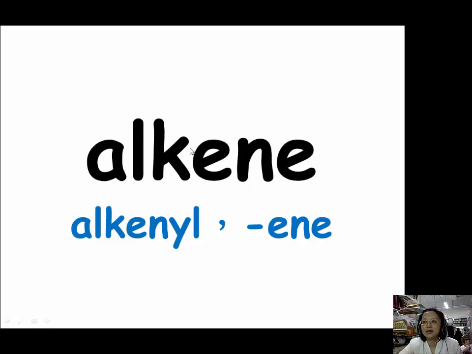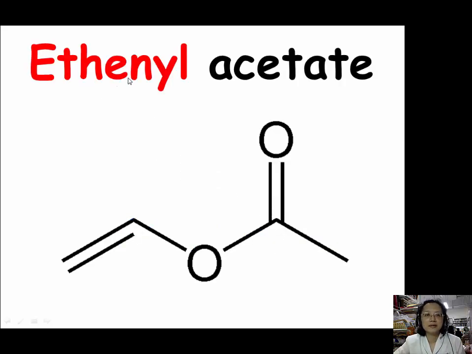For alkene, what is an alkene? In organic chemistry, an alkene is an unsaturated hydrocarbon that contains at least one carbon-carbon double bond. And it is commonly called olefin, O-L-E-F-I-N. For alkene, we have one prefix, that's alkenyl, and it may change with the carbon number, and also the suffix ene. Let's see our example.